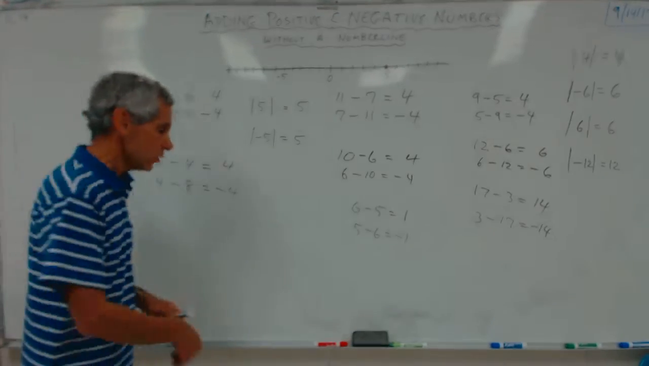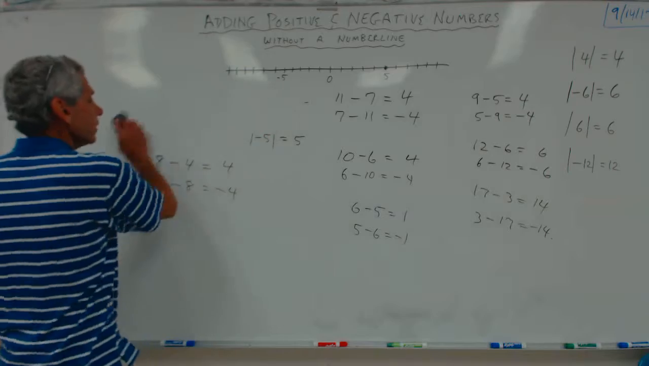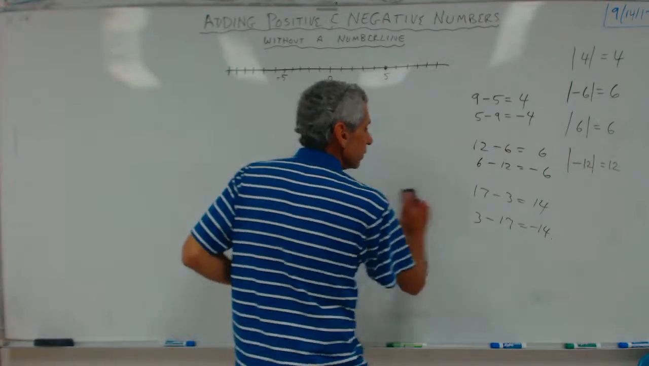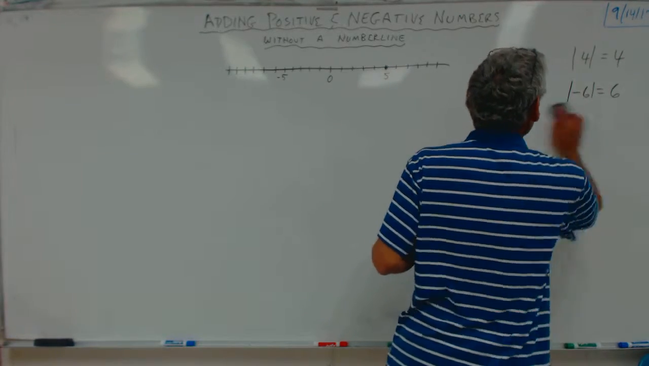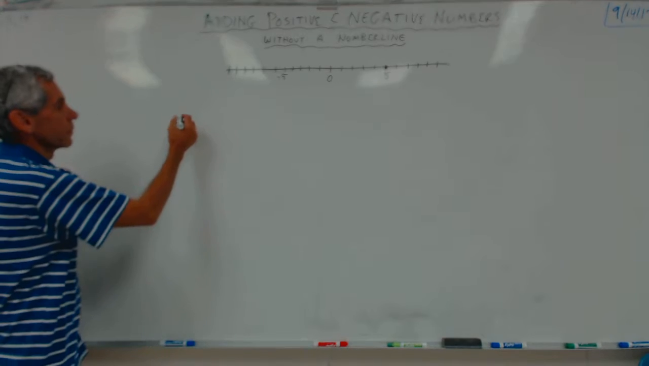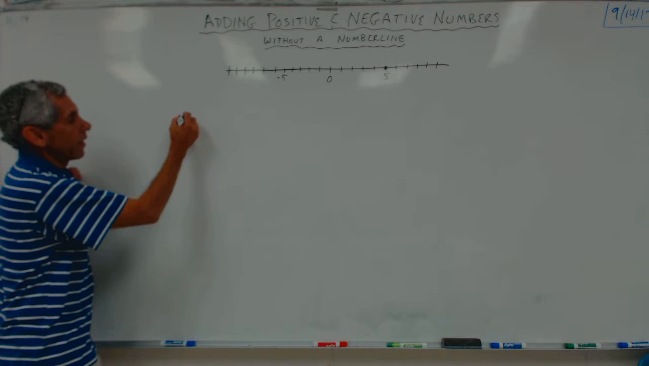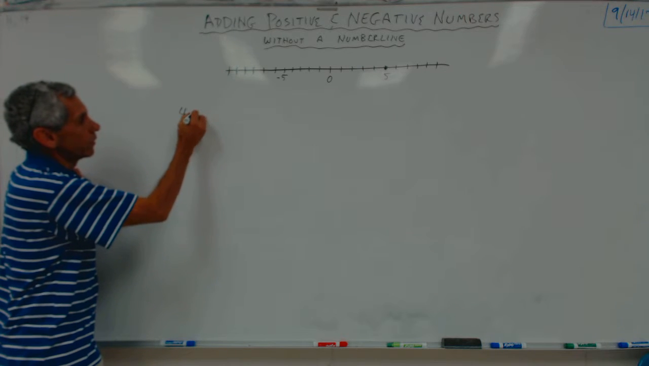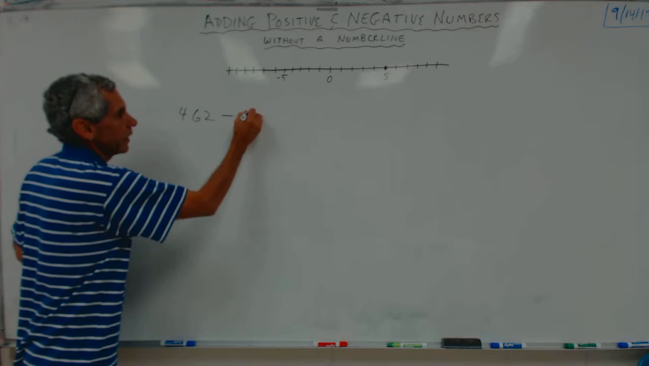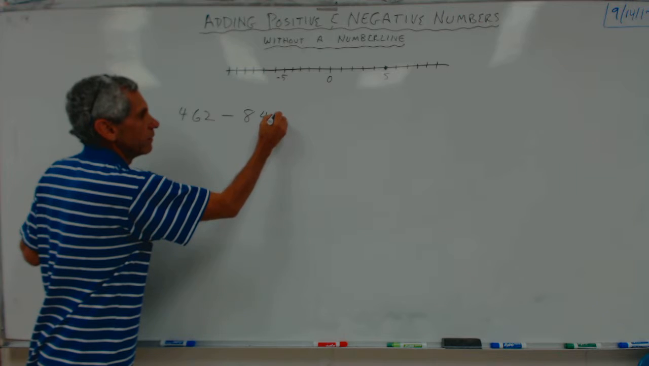That's very cool. So how would that help me when the numbers are huge, right? So how would that help me? So let's say we have 462 minus 845.